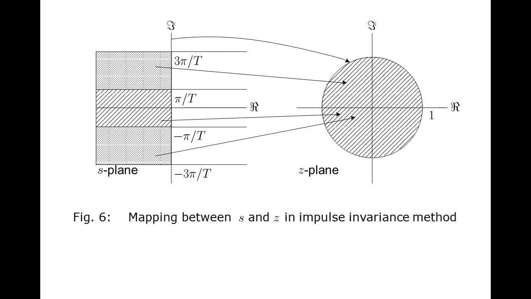See the mapping shown in this particular diagram. See the strip from pi by 2 to minus pi by 2, that is also mapped. See the many to one mapping. The j omega axis maps onto the unit circle. Then the left half of the S plane maps to the inside of the unit circle. That is the many to one mapping, and because of that, at higher frequencies aliasing may occur.